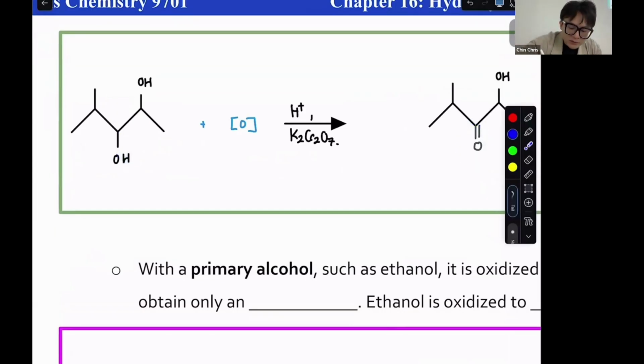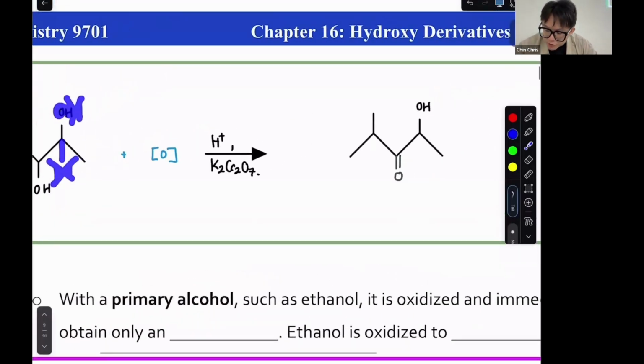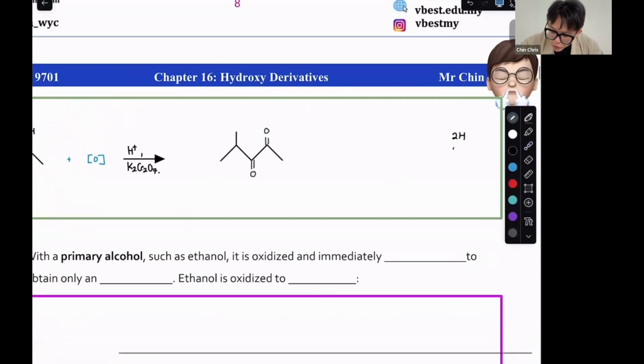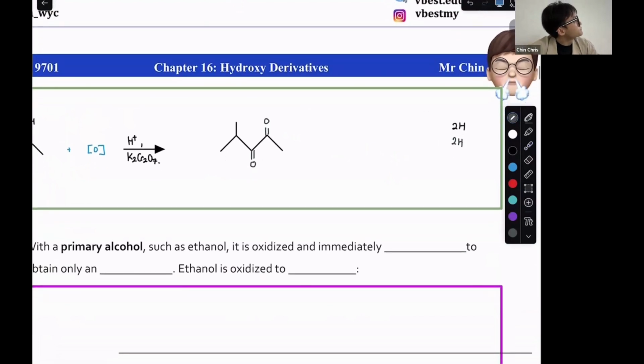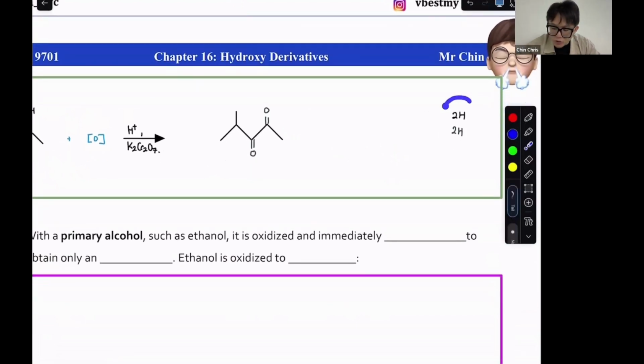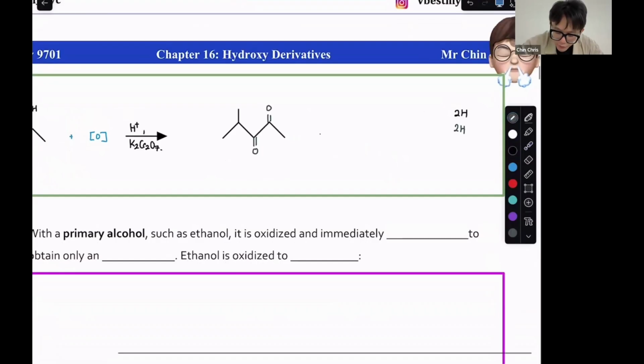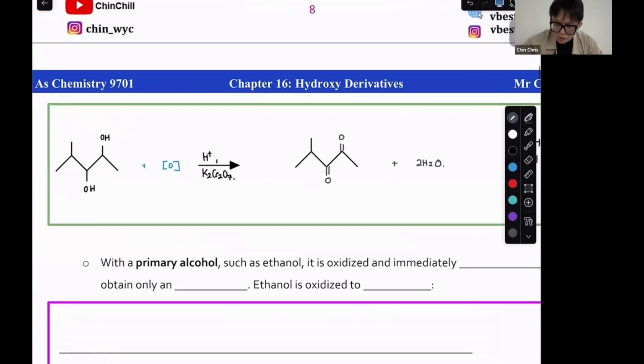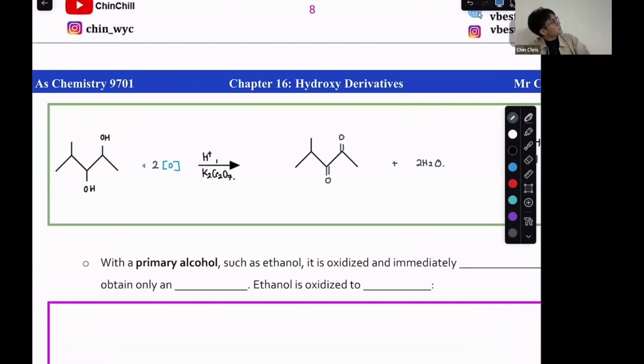Next, this is also a secondary alcohol. Remove H, remove H. Oxidation is removing H. So this part is also the same. You remove two more hydrogen and it's also turning into a ketone. So in total you have 4H, and this 4H is going to turn into H2O. So eventually you get 2H2O. So balance the equation by putting a 2 here. Done. That's how you construct your equation.